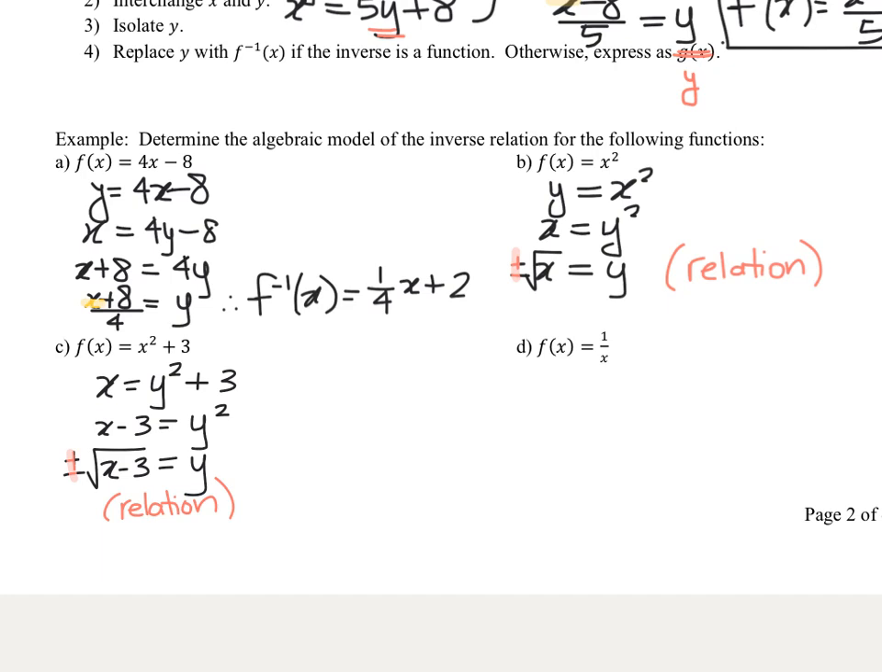In our last example here, this is the rational function. So we're going to write this as x equals 1 over y.